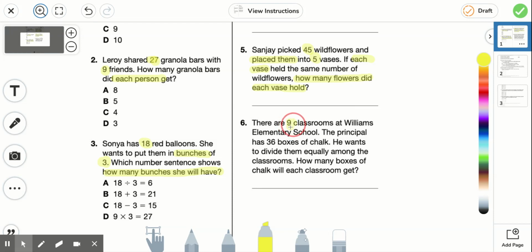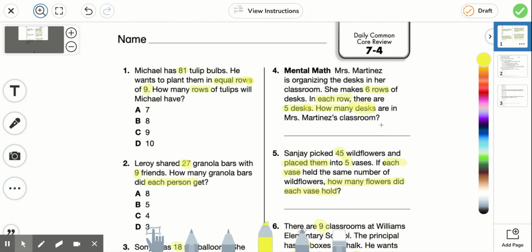There are 9 classrooms at Williams Elementary School. The principal has 36 boxes of chalk. He wants to divide them equally. Oh, that is a huge keyword, divide, among the classrooms. How many boxes of chalk will each classroom get? 36 boxes to divide equally between 9 classrooms. How many will each one get? 36 divided by 9 is what number?